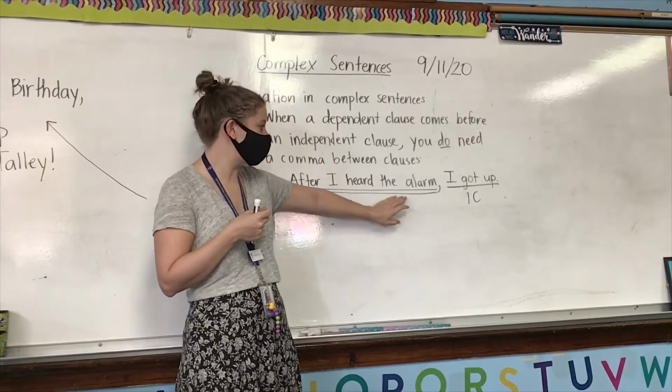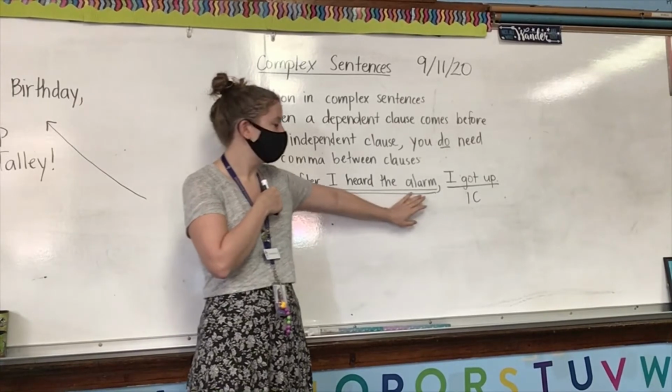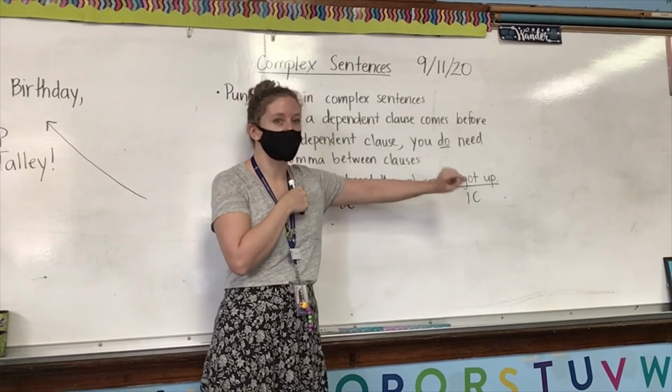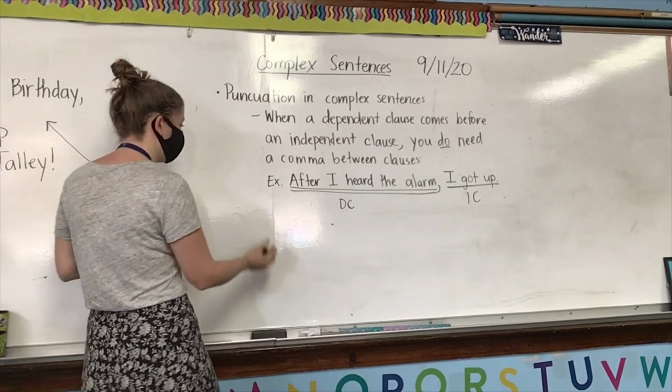So the comma goes between the end of the predicate in the dependent clause and the beginning of the subject in the independent clause. Let's write that as a note so that you have it to look back at.